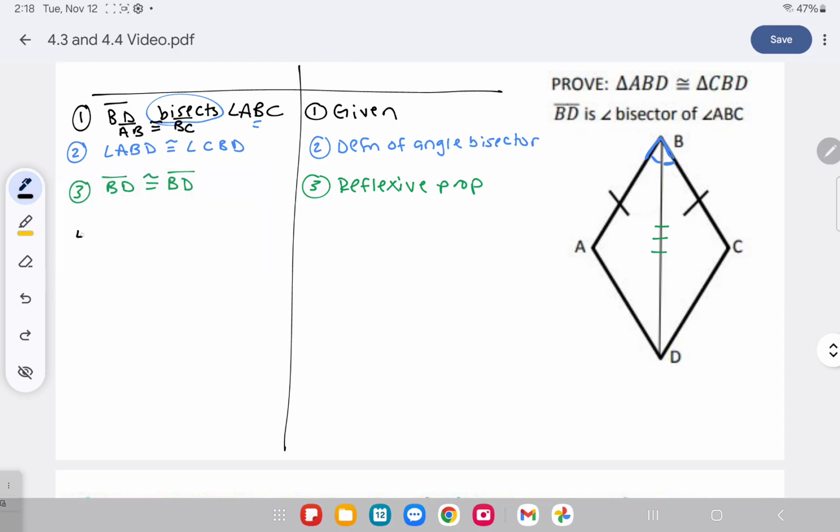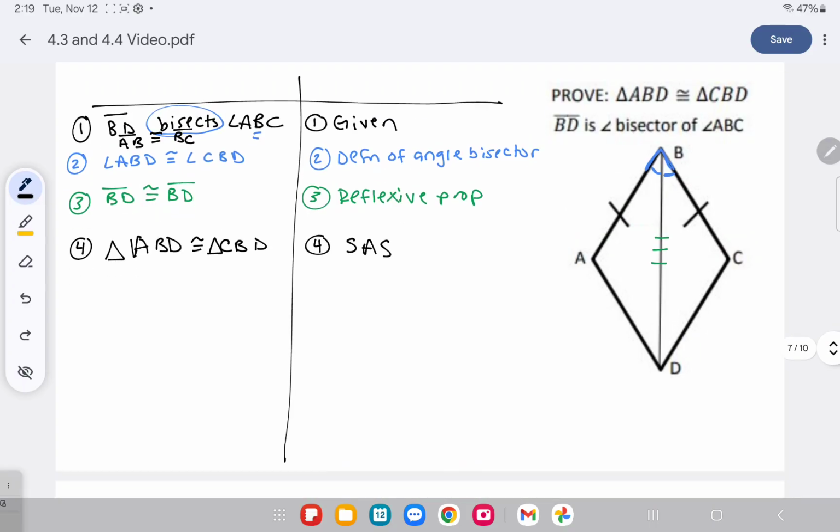So we're ready to say that those two triangles are congruent. So triangle ABD is congruent to triangle CBD. And our reason, again, is SAS. So far, we have two congruent shortcuts we're using. SAS, where the included angles are congruent, or SSS, where all three sides are congruent.